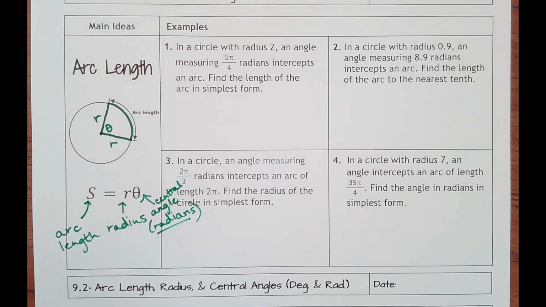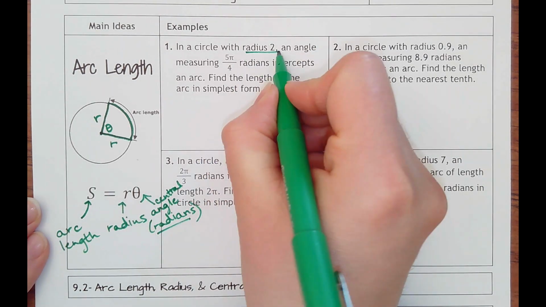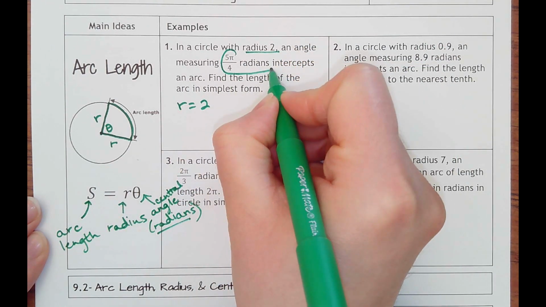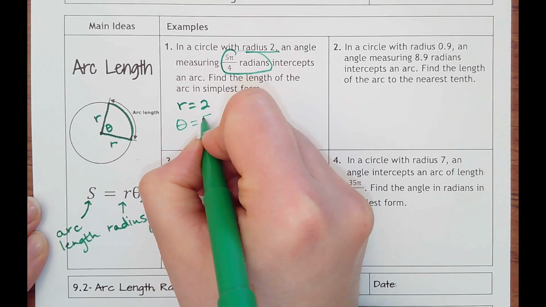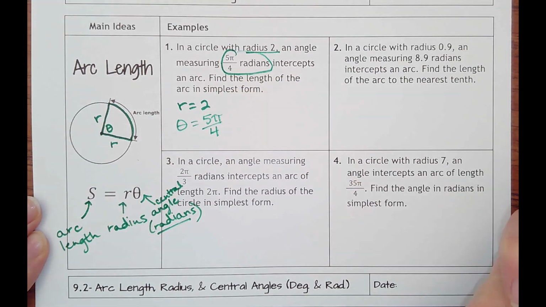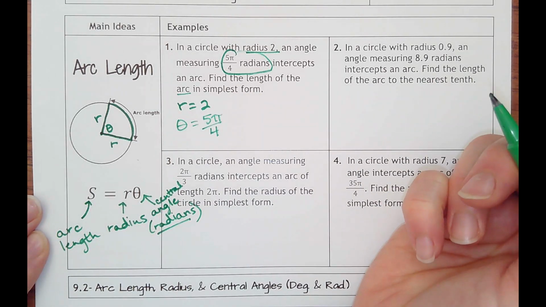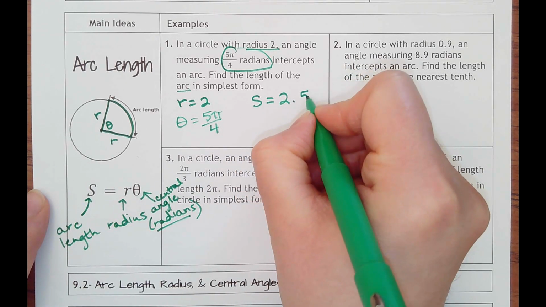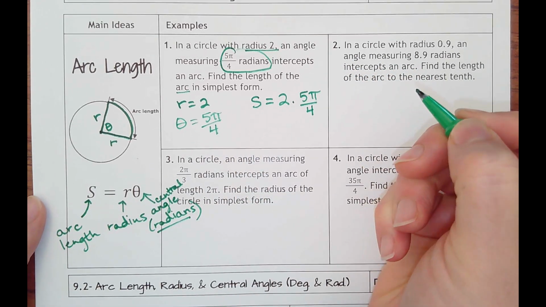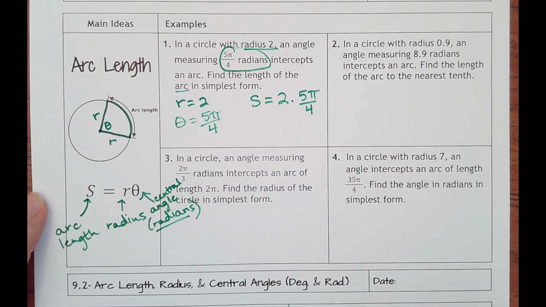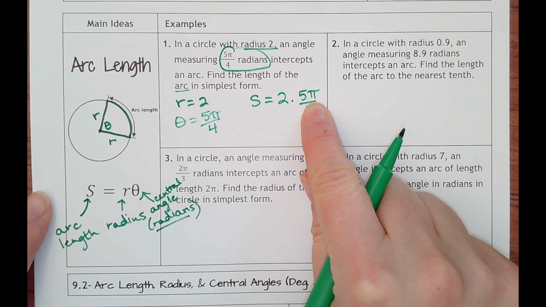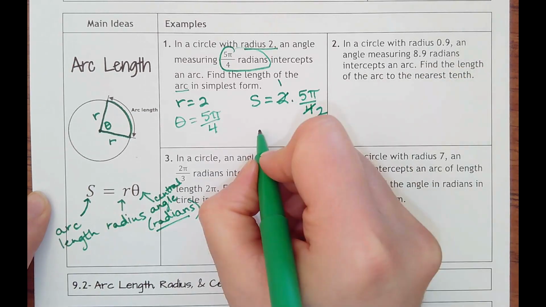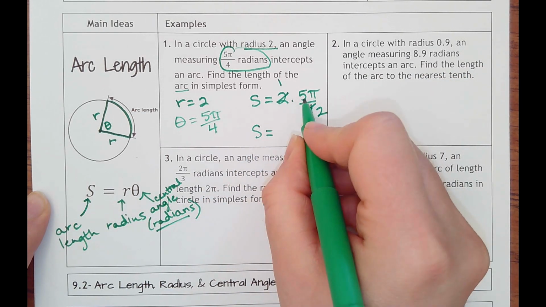All right, so number 1, let's look at it again. We know our radius is 2. We know our angle measure is 5 pi over 4 radians, so that's our theta. And then we are trying to find the length of the arc. So my formula will be s equals 2 times 5 pi over 4. It just wants it in simplest form. It doesn't say to round, so it's actually wanting us to keep pi in our answer. I'm going to cross simplify here. I'm going to divide out a 2, so it becomes 1 and that becomes 2. So my arc length would be 5 pi over 2.